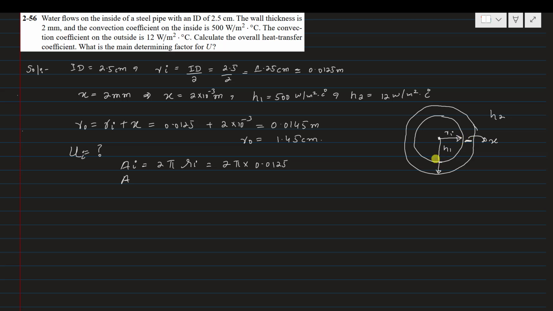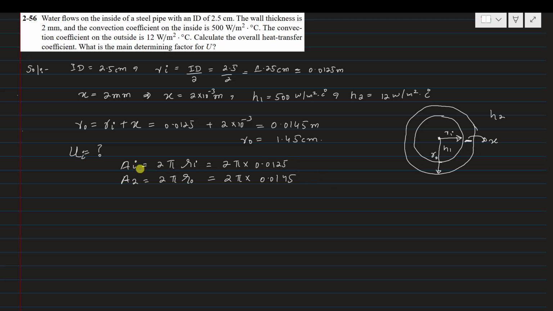Now this is R naught, from the center to the outside. So if you are taking the area outside the pipe, this is A2, and that will be equal to 2 pi R naught, which is 2 pi multiplied by 0.0145.